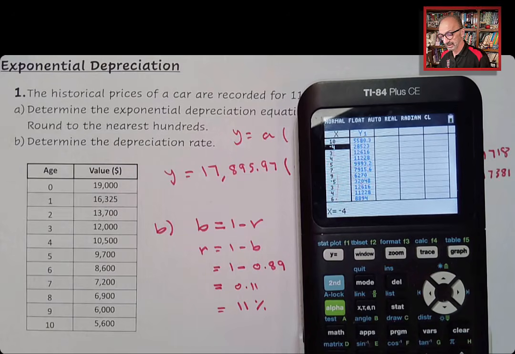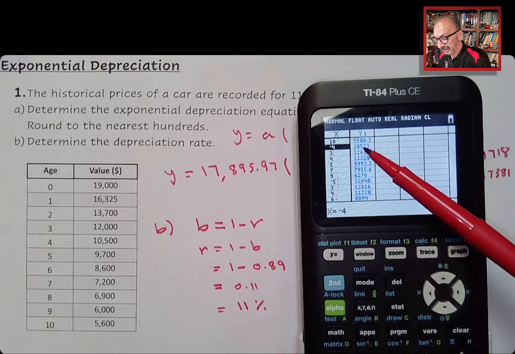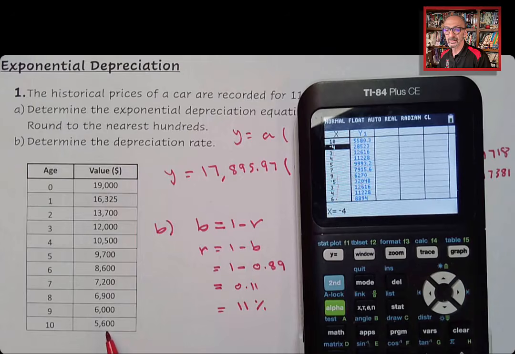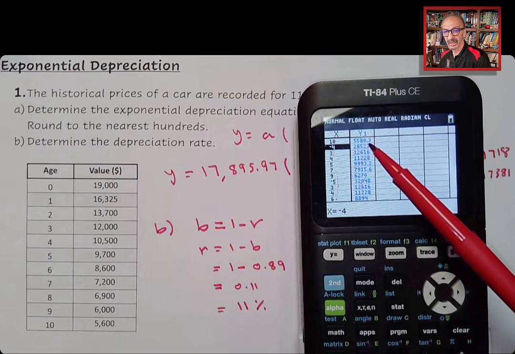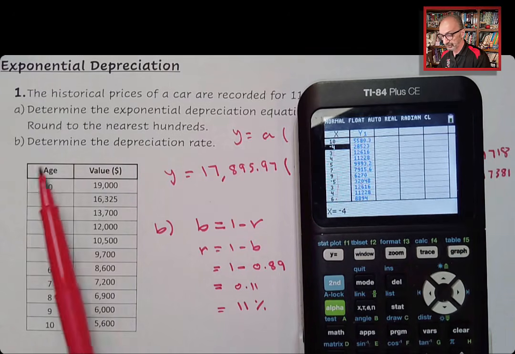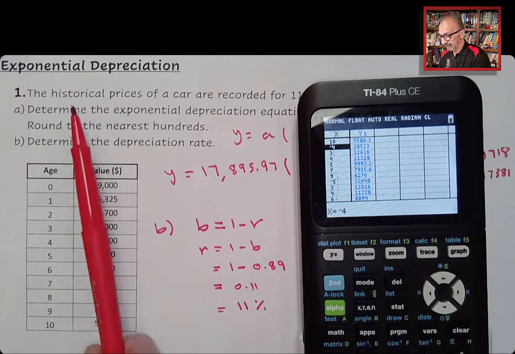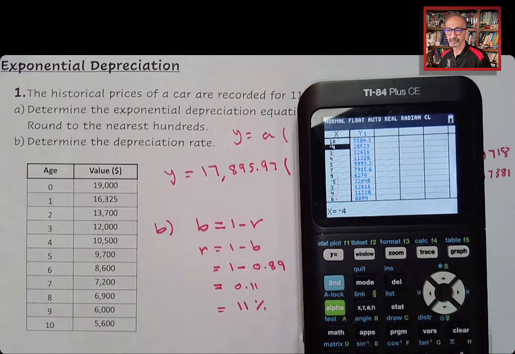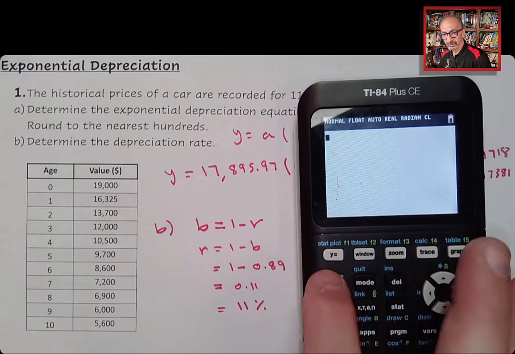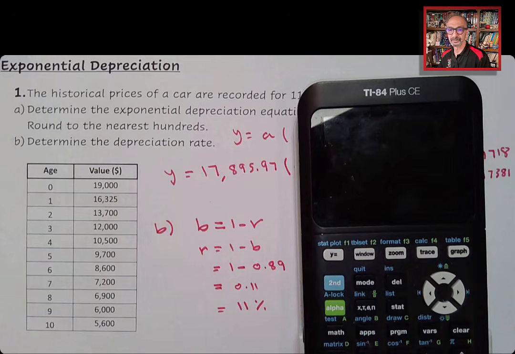10 years is 5580.3. So this is our data, but this is from the line or the curve that we found that represents this data as exponential depreciation. That's the equation that we have. That is number 1. Let's go to number 2.